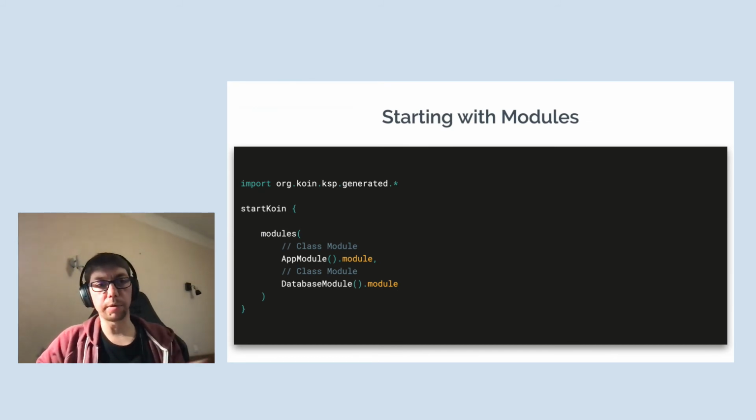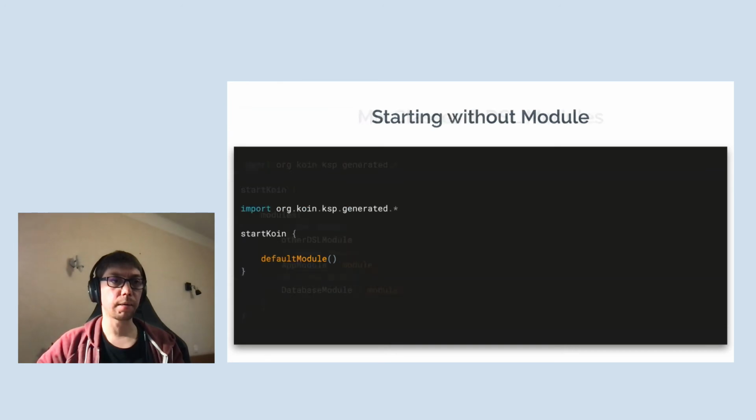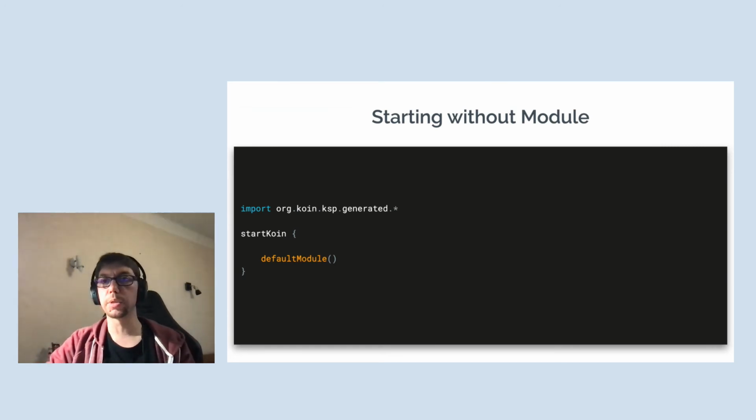You can just play with the Koin API. You can mix DSL and class modules, and it's up to you to use what you want here. You can even use Koin without any module, if you just want to use a default module and start directly with a simple application.